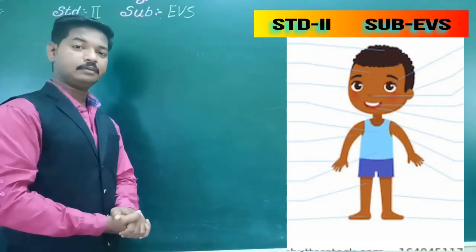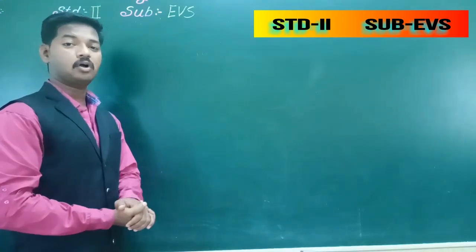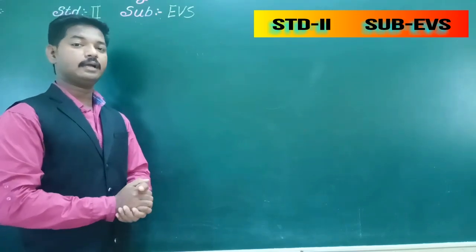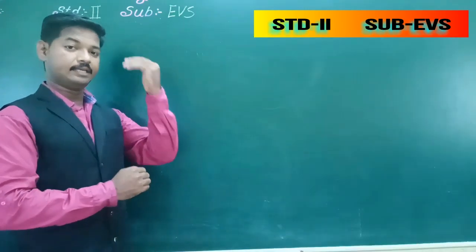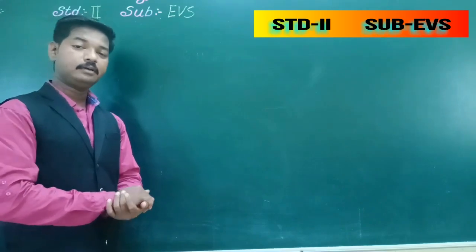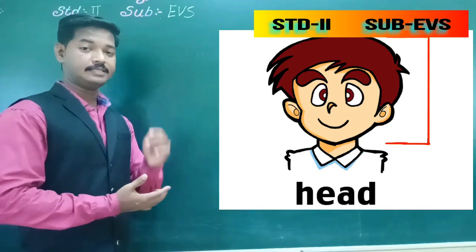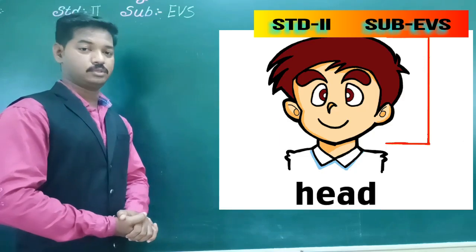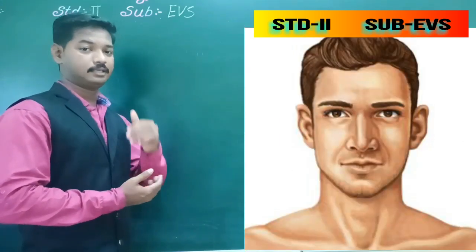External parts of a body. The body parts which we can see, they all are called external parts of a body. For example, we all have two hands, two legs, head, neck. These all are the external parts of a body. Our head consists of two eyes, two ears, one nose and one mouth. Our head rests on our neck.